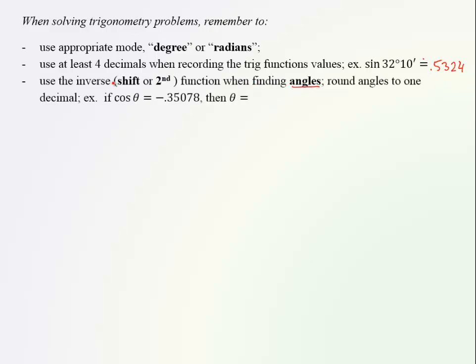To find angles, always use inverse function. That means put the shift or second button before the function. And in case of angles, it's enough to round them to 1 decimal place. So for example, if we have equation cosine theta equals negative 0.35078, then theta by itself should be approximately 110.5 degrees, or if in radians, you may need to use more than 1 digit because radians are pretty sensitive. So that would be about 1.929, for example. Here I would say it's basically up to you how precise you want to have this angle. You can write 1.929, or you can also write about 1.9 radians.